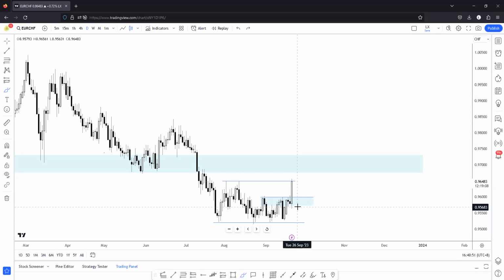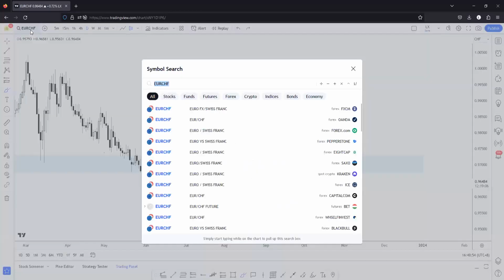Right now, let's take a look at dollar yen, and then also on pound dollar.